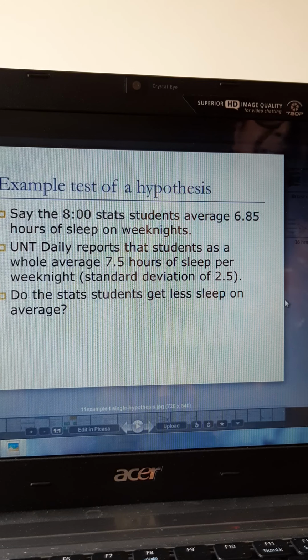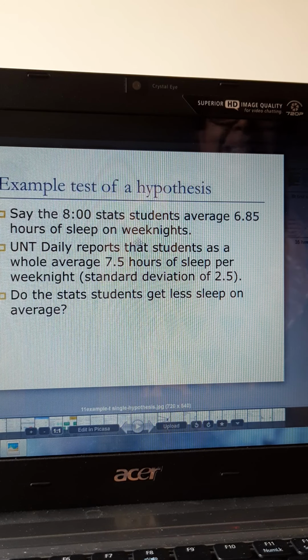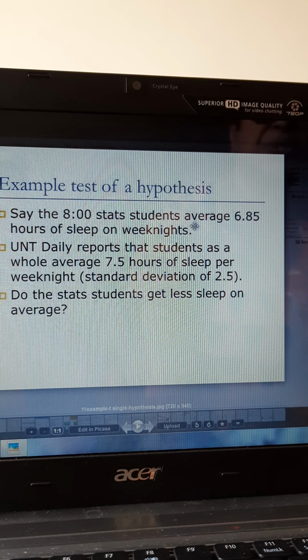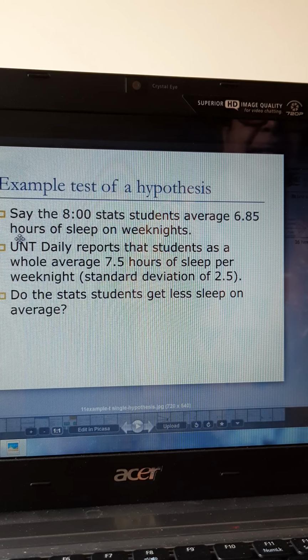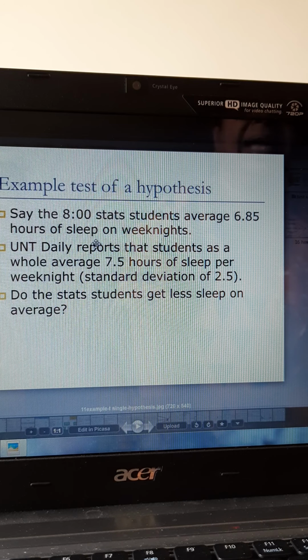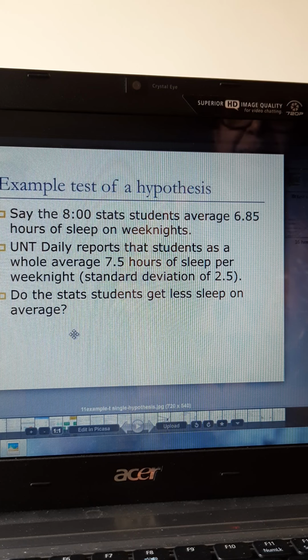So what is the hypothesis? There is an example, just see this example. There are 8 statistics students and the average mark is 6.8. They sleep for about 6 hours of sleep on weeknights. The university daily reports that students as a whole average 7.5 hours of sleep per weeknight. So do the statistics students get lesser sleep? What is the average?